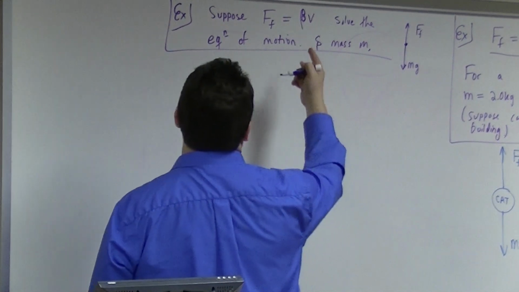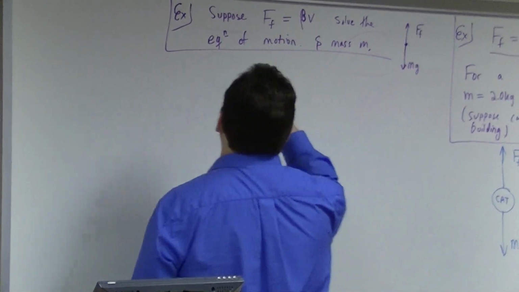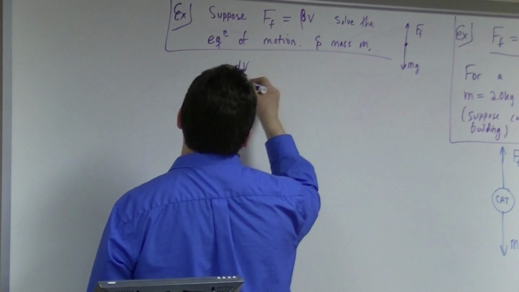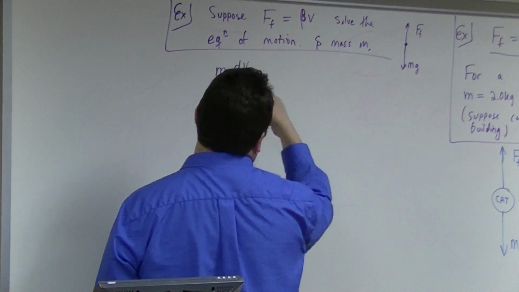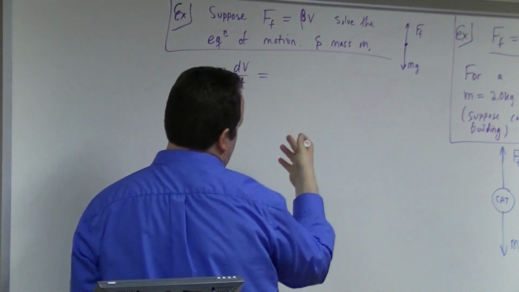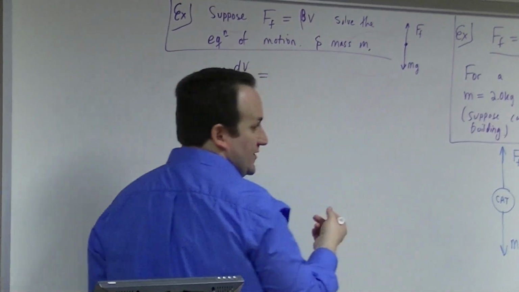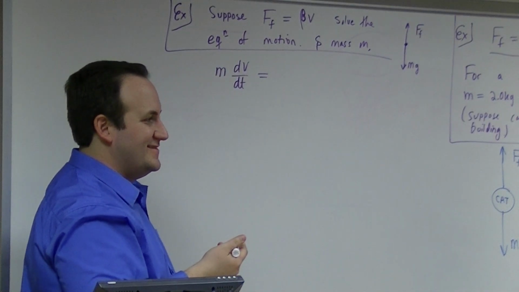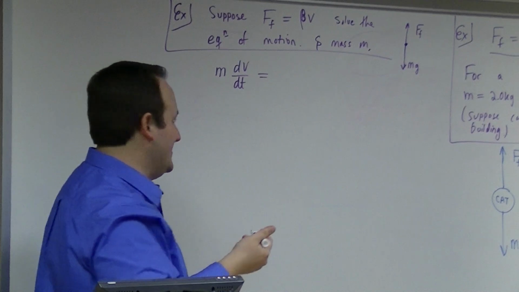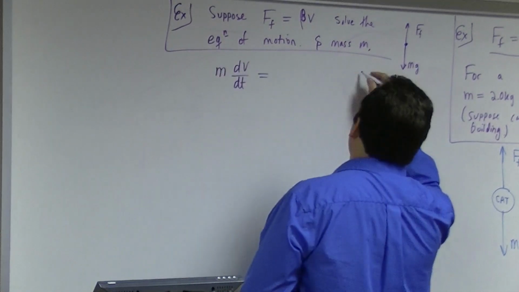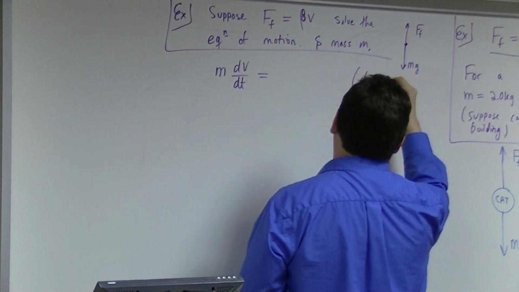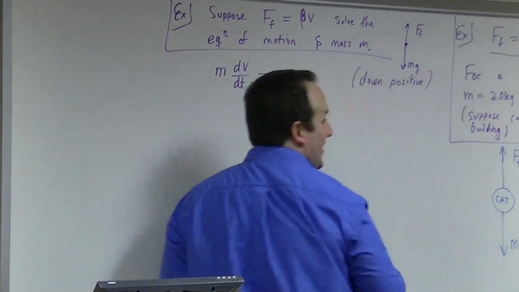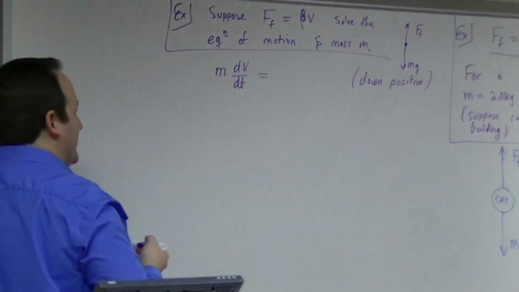But I guess if I write this, I've got to make some sign choices here. So m dv/dt would be ma, right? Do you guys want down to be positive or down to be negative? All right, down positive, I guess. I'm sorry, I've offended half of you. Down is positive. I like it. You guys have your own mind. It's good. So down is positive.